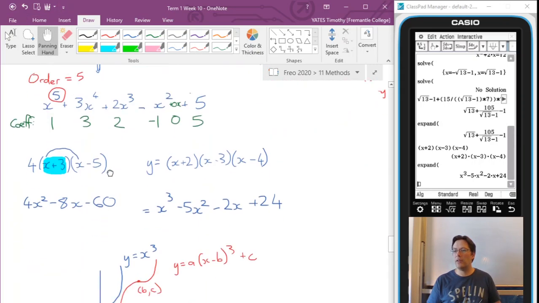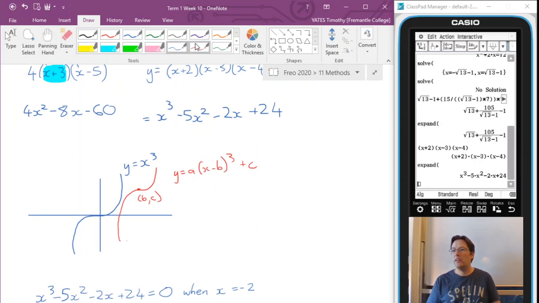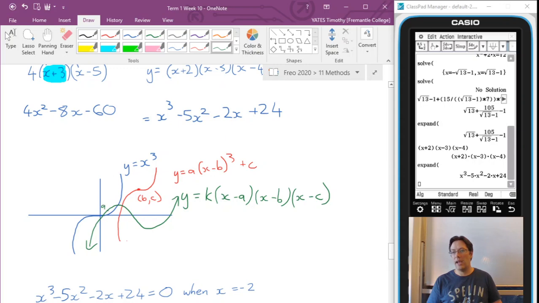Okay, so next up, the next one was when we had, and I'll do this in green, y equals k(x take a)(x take b)(x take c), and this will just literally be the one that passes through these 3 times like that, and this will be a and b and c. Those will be our 3 x-intercepts for that particular graph there. And then it'll be multiplied by some number there. Again, if that number is negative, it'll be flipped upside down.